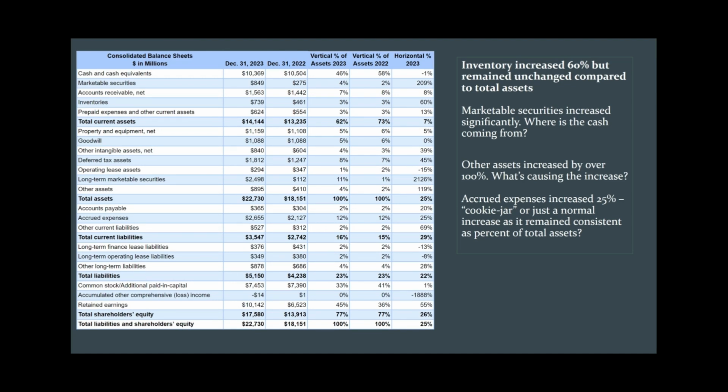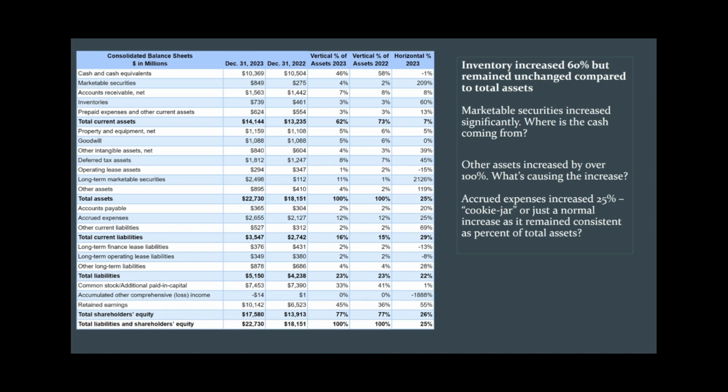That's vertical analysis. Horizontal analysis, we look at year-over-year change, and we see marketable securities here up 209% in 2023. And moving down the line, looking at something else, we see where long-term finance lease liabilities are down 13%. So that's how you do the horizontal analysis for the balance sheet. And just look at a few observations here. We see where inventory increased 60%, but it remained unchanged compared to total assets.